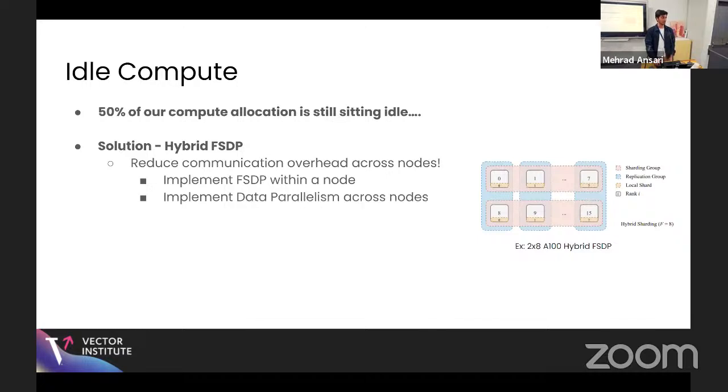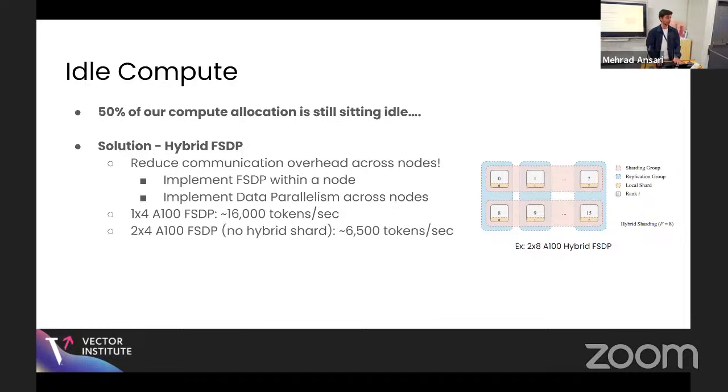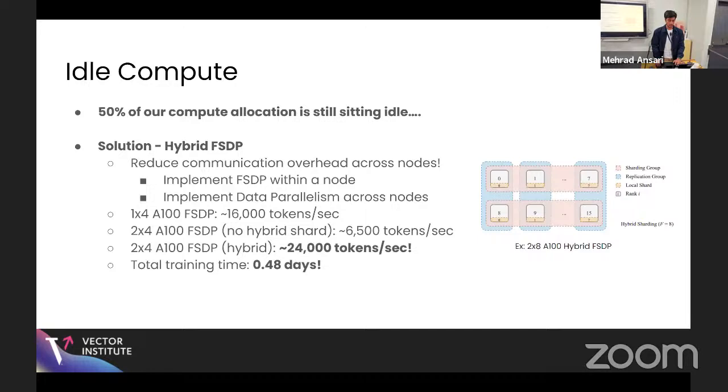So yeah, implement FSDP within one node and implement data parallelism across nodes. And what this does is now we can actually use this second node that we have on hand. So when we were not using a hybrid shard across 8 nodes, with flash attention and everything, we were at 6,500 tokens per second. But with the 2 nodes, we're up from 16,000 to 24,000 tokens per second as a throughput. And now training time is just under 12 hours from 8 days.